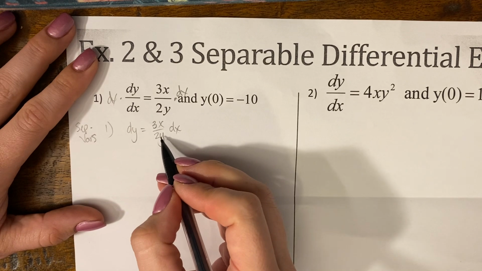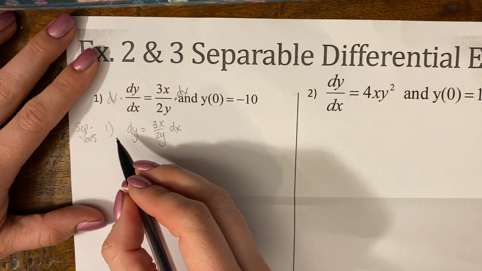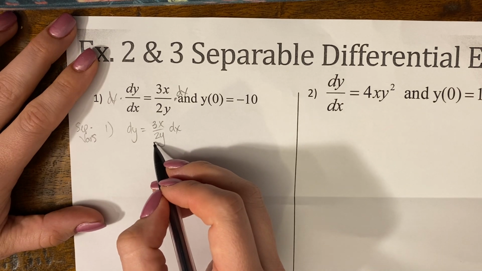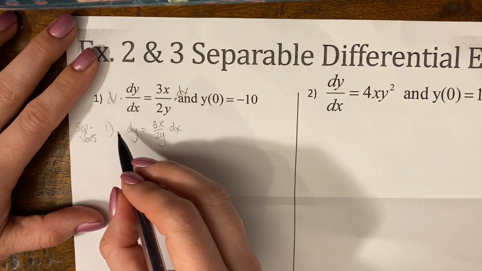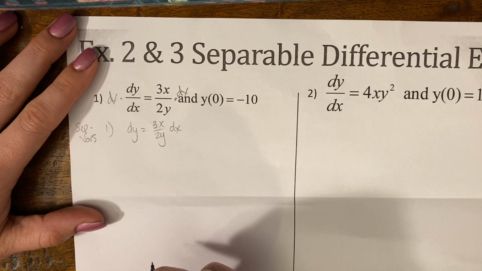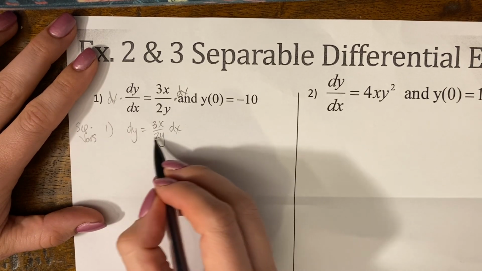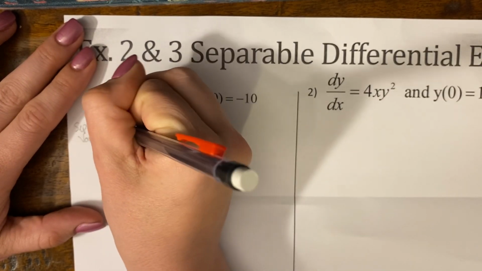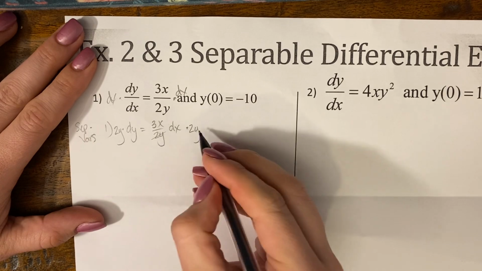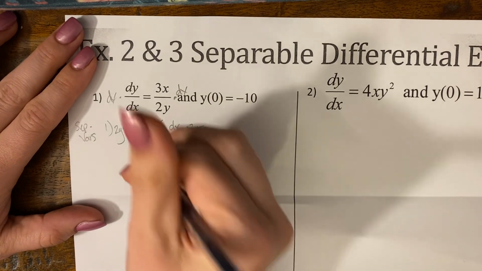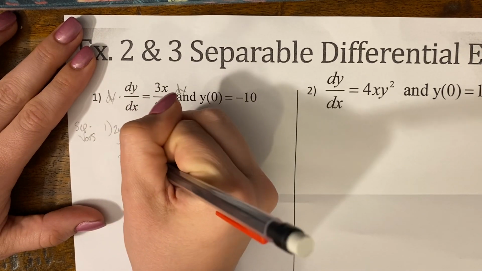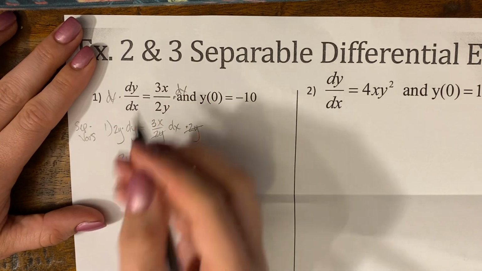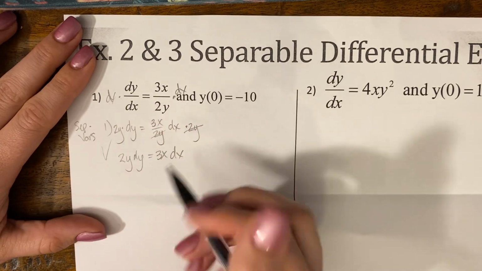So this y, I'm going to move to the other side. You can move the 2 along with it or not. It doesn't matter. You can multiply by y on both sides, or you can multiply by 2y on both sides. I find most students multiply by 2y on both sides because this is a term together, and that will eliminate my fractions. I love clearing fractions. So I'm going to multiply by 2y. 2y dy equals 3x dx. So that is my separate variable step done.